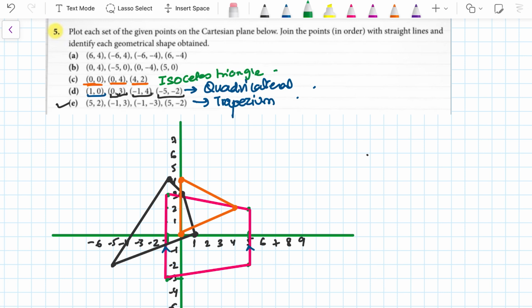I would want you to plot the A and B yourself. So you can draw them on the graph and see what kind of shapes they come out to be.